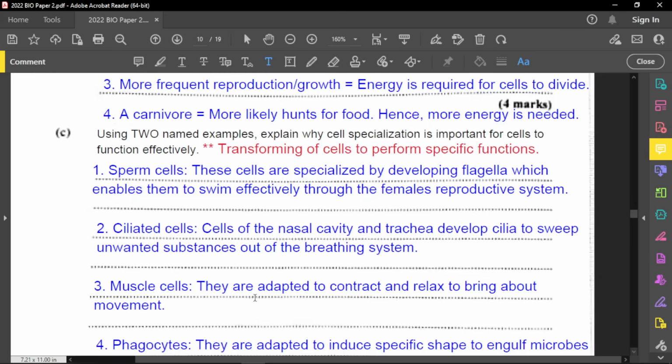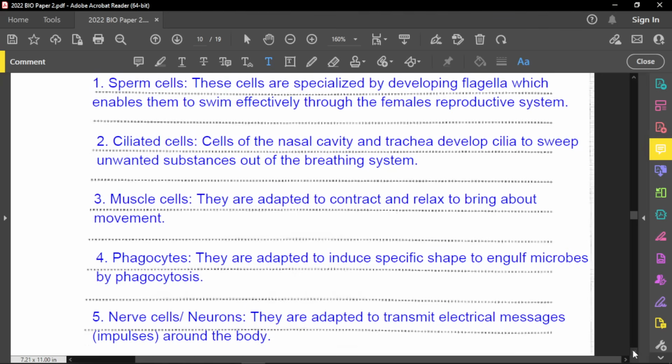Muscle cells, for example, are adapted to contract and relax to bring about movement. So again, you can name so many different types of cells. You have those cells that are phagocytes. Phagocytes are white blood cells in our body that have an abnormally shaped nucleus, and the reason for that abnormally shaped nucleus is to facilitate the different induced shapes of the cells. So the phagocytes, which are part of our white blood cells, are adapted to induce specific shapes to engulf microbes by what they call phagocytosis.